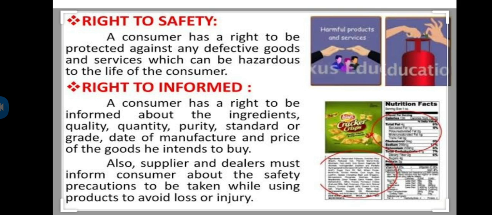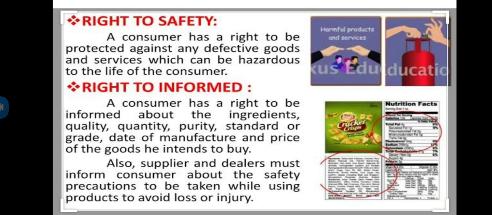A consumer has a right to be protected against any defective goods and services which can be hazardous to the life of the consumer. The government of India has given safety standards in the form of AG mark, ISI mark, BIS mark, and Hallmark, etc. These are the safety standard marks which are given by the government of India. On agricultural products, there is an AG mark, then an ISI mark is there. Hallmark is for jewelry or gold ornaments.